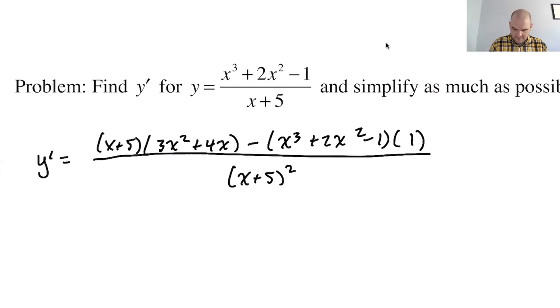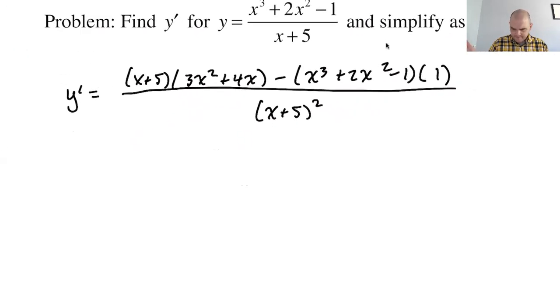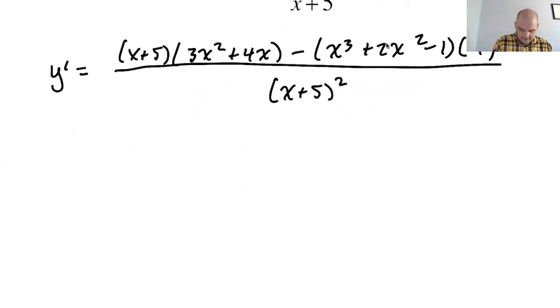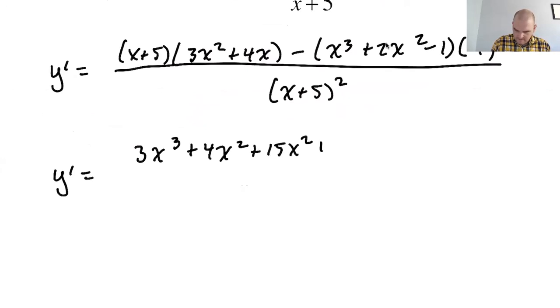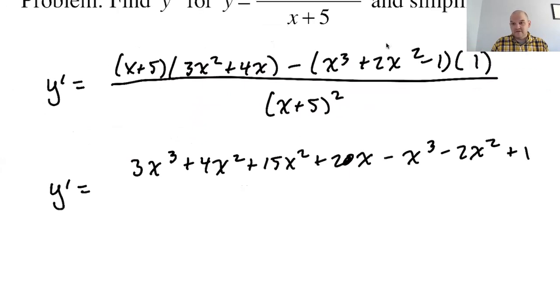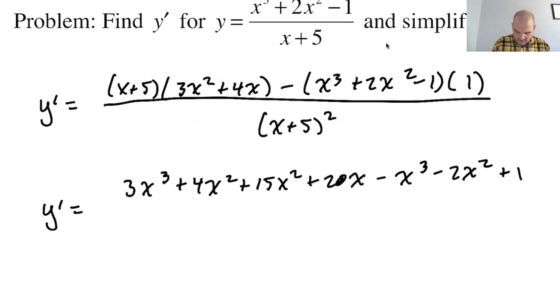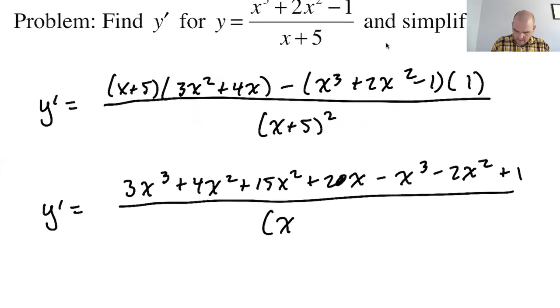Okay, so I think this is okay. Simplify as much as possible. I'm not seeing any like terms really, so great question. All right, y prime is just algebra, I guess. 3x cubed plus 4x squared plus 15x squared plus 20x. I mean, maybe something magical will happen, but I doubt it. Minus 2x squared plus 1. Okay, so don't forget to distribute that negative there. That's like the trickiest thing, I guess, that could happen there. All over x plus 5 squared.